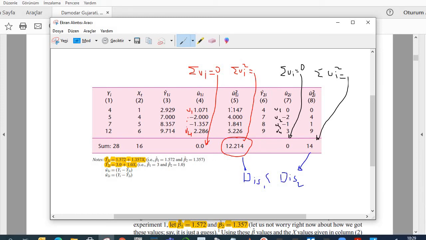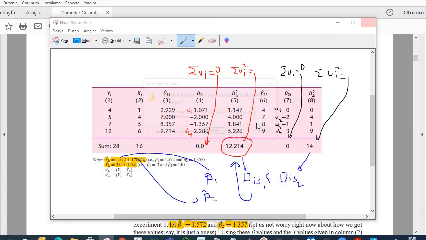So what we have called for this criterion: if distance 1 is smaller than distance 2, we will select this set of parameter values. For beta 1, we have to select 1.5 and we have to select 1.3 for beta 2. So the ordinary least square methodology gives this principle to us: whichever one is smaller than the other, select the smallest one.